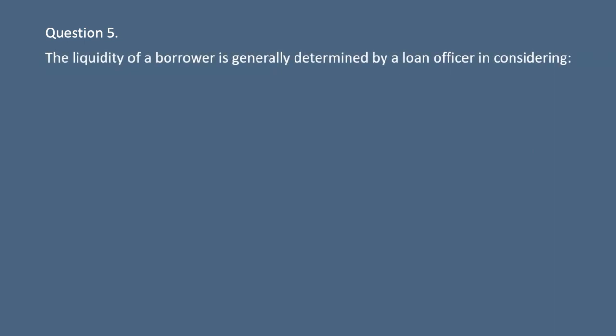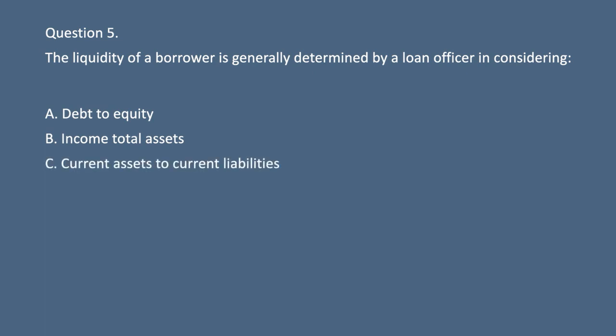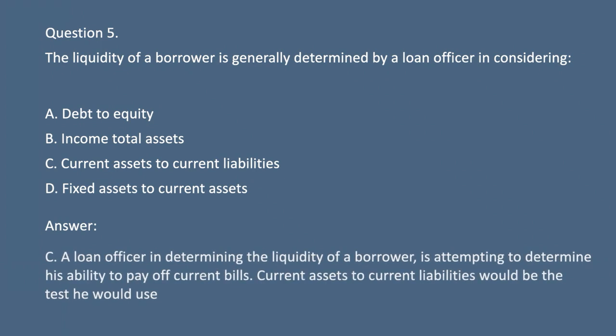Question 5. The liquidity of a borrower is generally determined by a loan officer in considering A. Debt to equity. B. Income total assets. C. Current assets to current liabilities. D. Fixed assets to current assets. Answer. C. A loan officer, in determining the liquidity of a borrower, is attempting to determine his ability to pay off current bills. Current assets to current liabilities would be the test he would use.